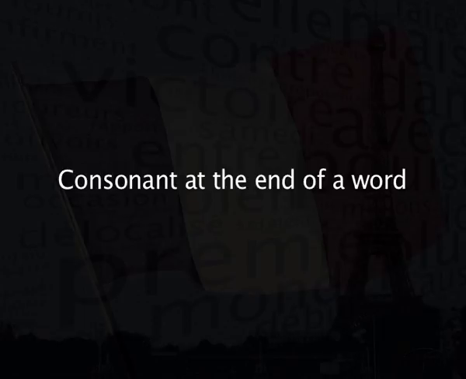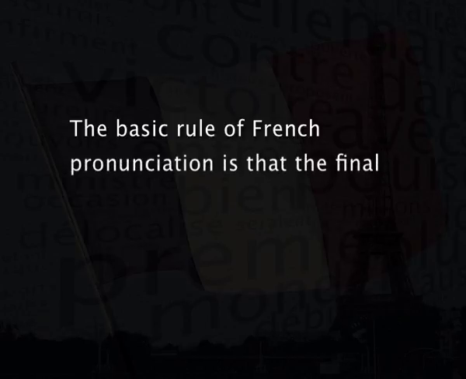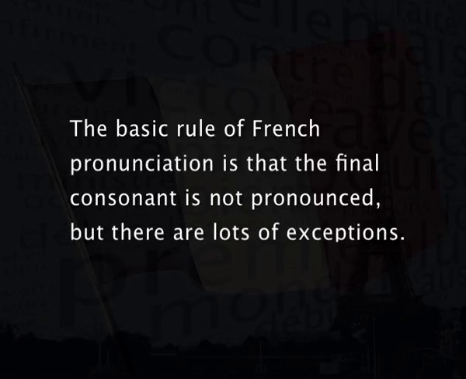And the third group of silent letters is the consonant at the end of a word. The basic rule of French pronunciation is that the final consonant is not pronounced, but there are lots of exceptions. For a more detailed explanation, please refer to the notes. So in French, there are 6 consonants that are usually silent when placed at the end of a word. But as I just said, there are exceptions. So at times, these 6 consonants are pronounced even when they are placed at the end of a word. These 6 consonants are D, P, S, T, X, and Z.